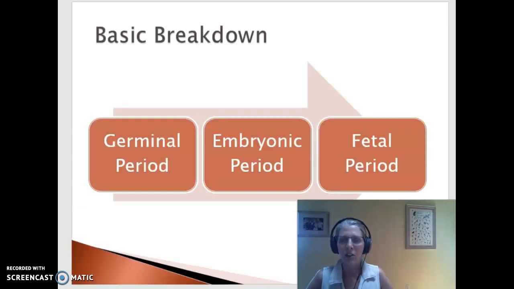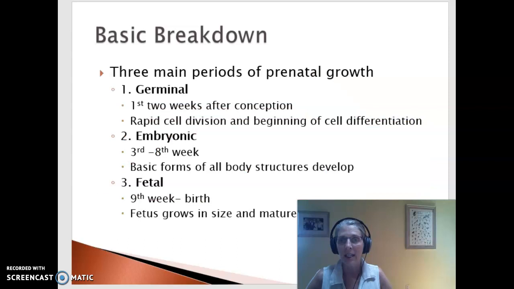These 11 slides are going to focus mostly on the breakdown of the time during prenatal development. You can see here there are 3 time periods that are identified: germinal period, embryonic period, and fetal period. So the next few slides are going to investigate what's going on and the time frames for each of these 3 periods. So basic breakdown: germinal is the first 2 weeks.